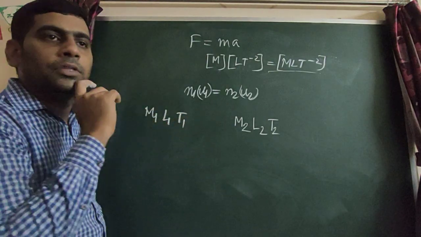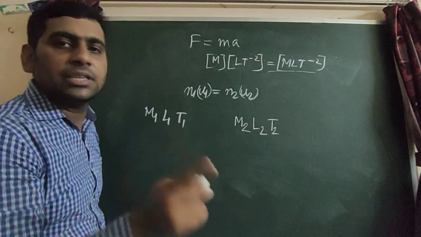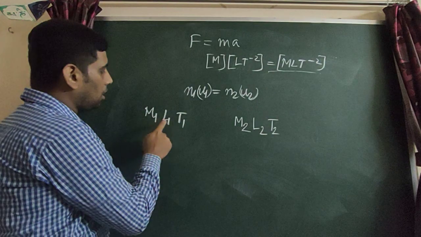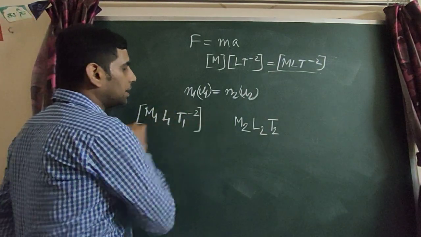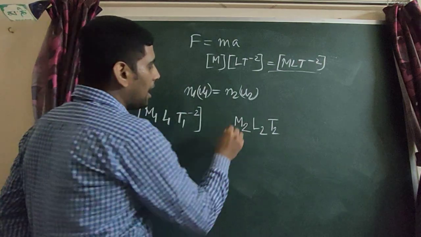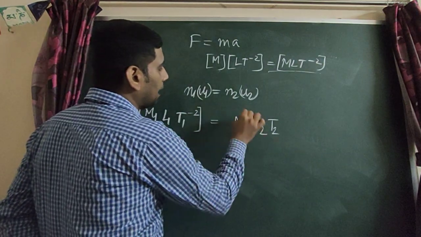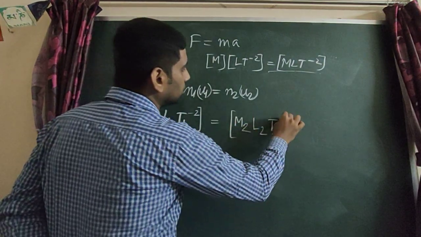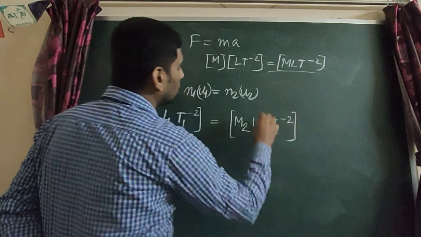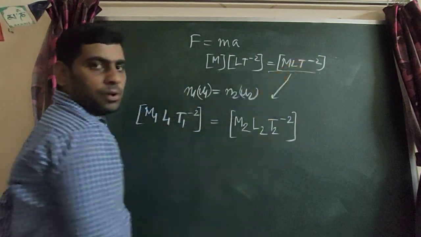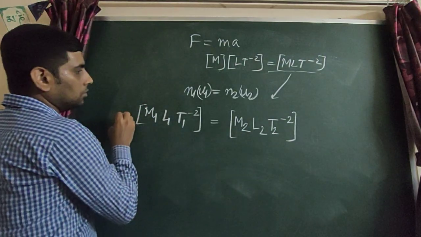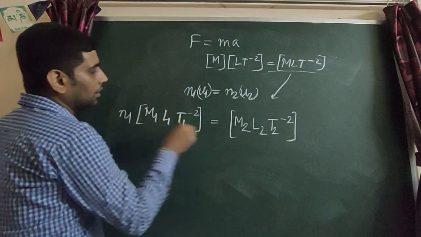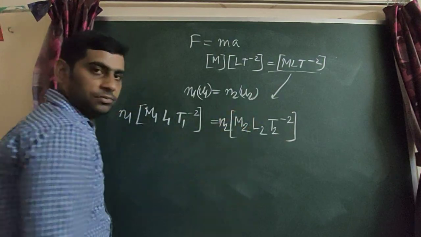So the dimension of force in one system of unit is M1, L1, T1 to the power minus 2. This is the dimension in one system, and in another system the dimension is M2, L2, T2 to the power minus 2. That is coming from this, M L T to the power minus 2. So in one system this and another system this. So this is N1 and here is N2, the value.